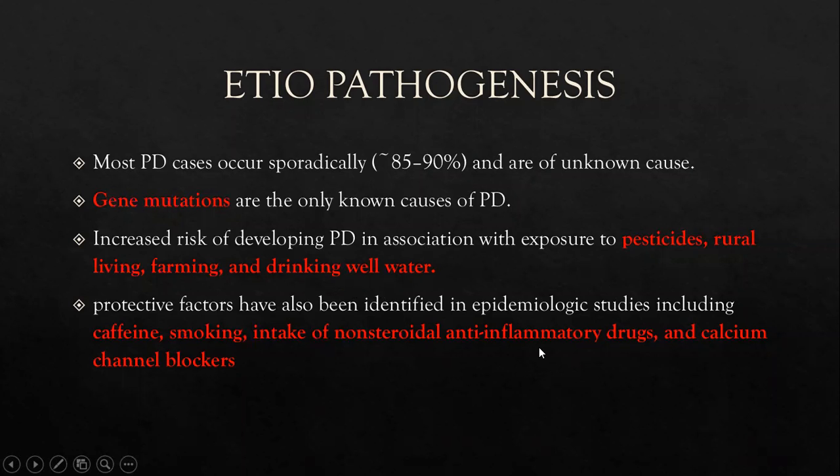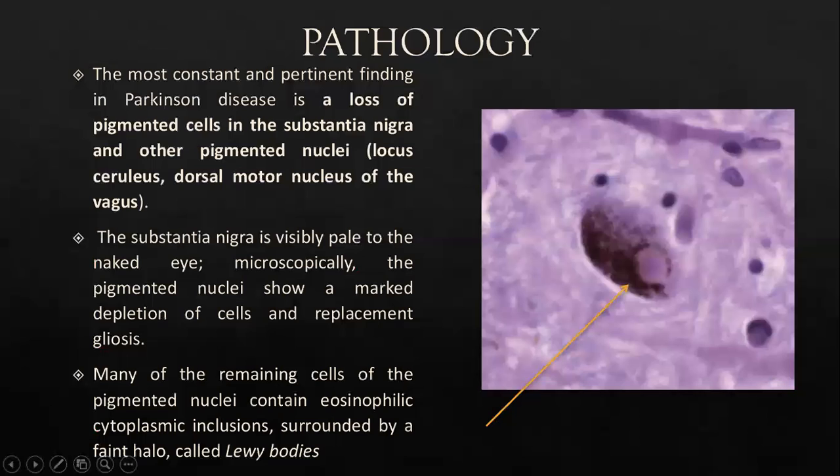So pathology, the most constant and pertinent finding in Parkinson's disease is a loss of pigmented cells in the substantia nigra and other pigmented nuclei: locus ceruleus, dorsal motor nucleus of vagus. The substantia nigra is visibly pale to the naked eye. Microscopically, the pigmented nuclei show a marked depletion of the cells and replacement gliosis. Many of the remaining cells contain eosinophilic cytoplasmic inclusions surrounded by a faint halo called Lewy bodies.